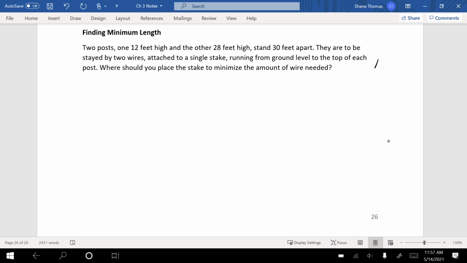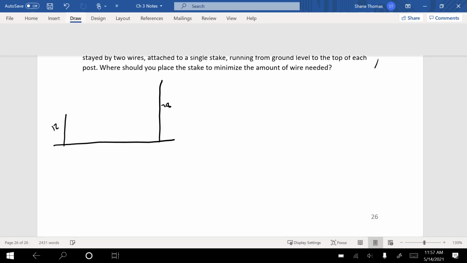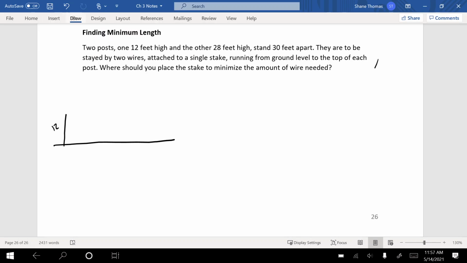All right, here's the ground. There's one post. Here's the other post. This guy is 12 feet high. This guy is 28 feet high. Now we want to attach them at one spot, right? I'm not sure where it's at, so I'm just going to put the spot right there, a little closer to the shorter one. So now it's going to make the wire here and there. All right with that?